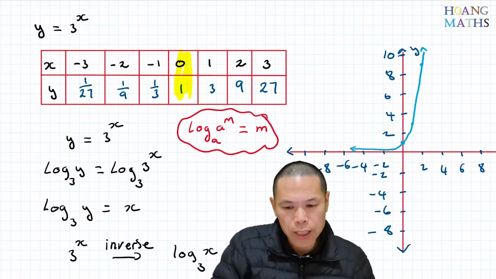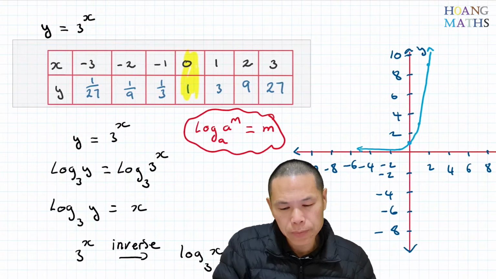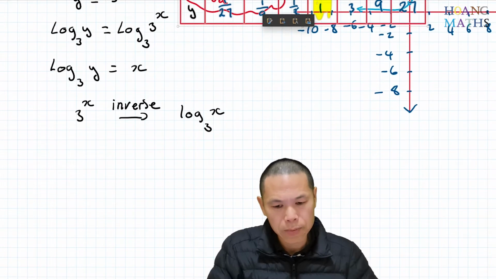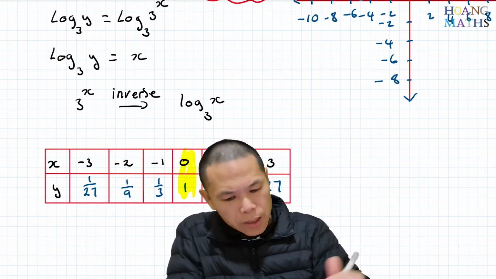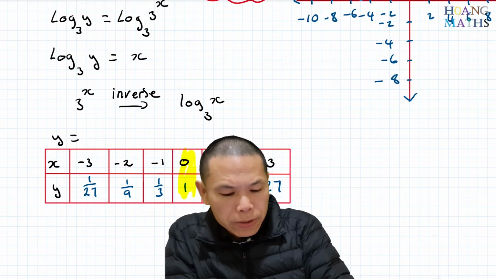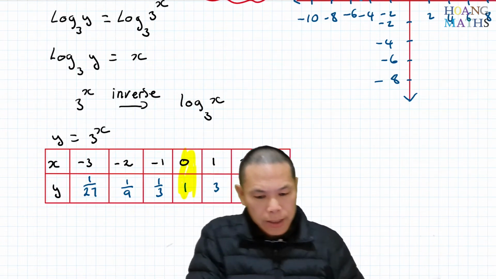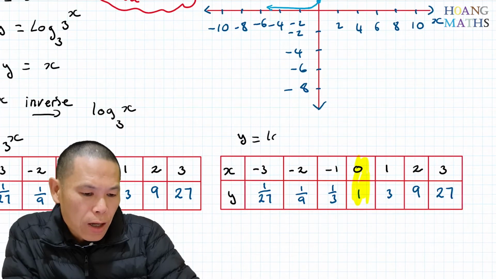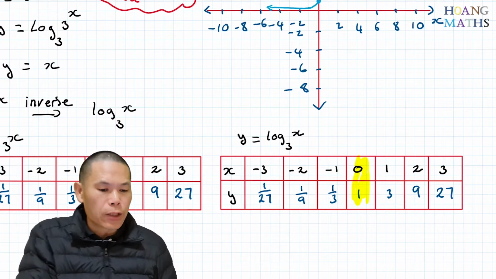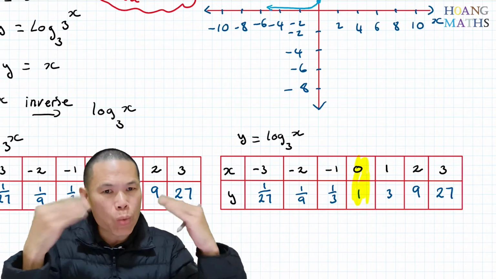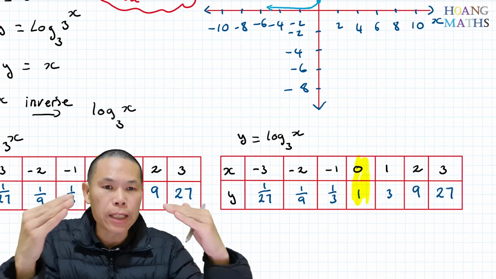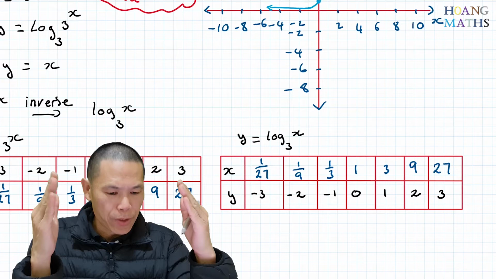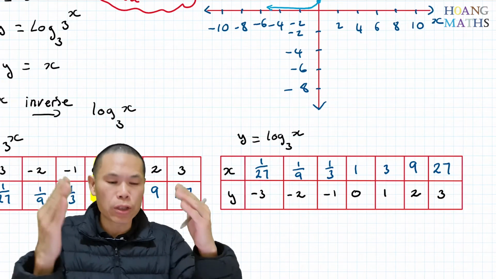Let me just copy this table first, it makes it easier for me. So this is y is equal to 3 to the power of x. This is y equal to log base 3 of x. That means the x values become the y values, and the y values become the x values. So there you go. Now we just plot this on a number plane and see what it looks like.